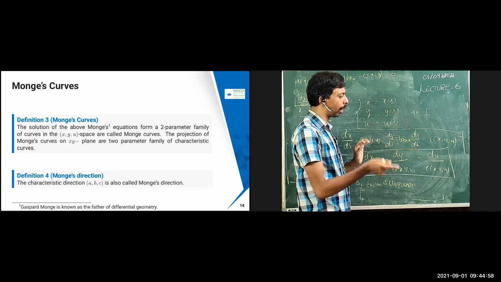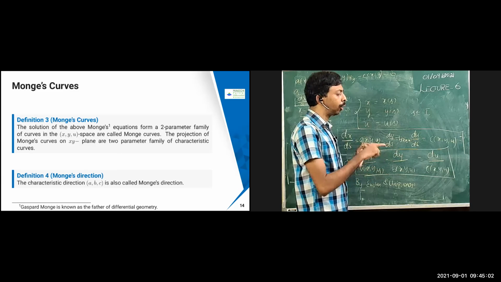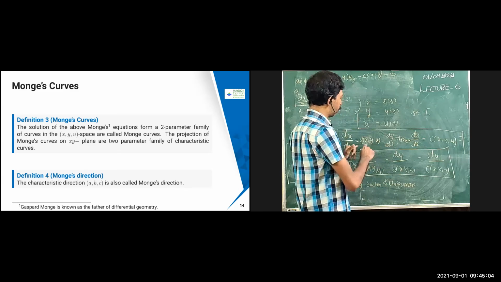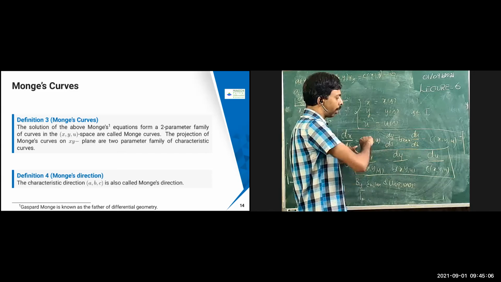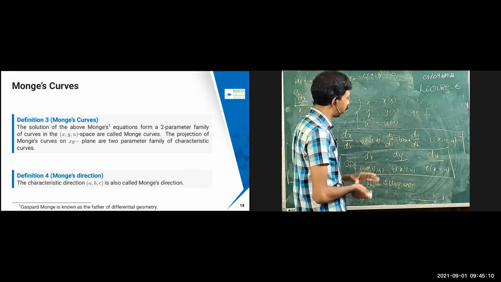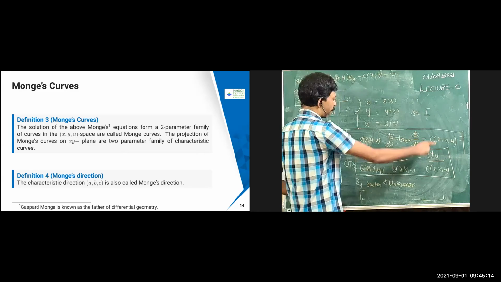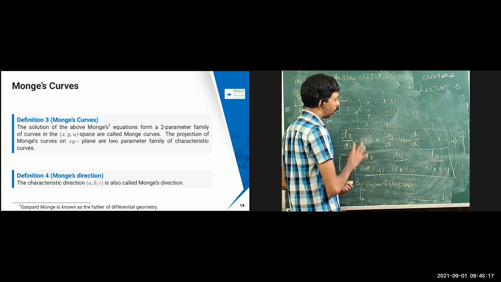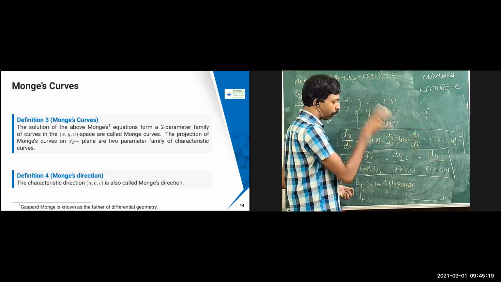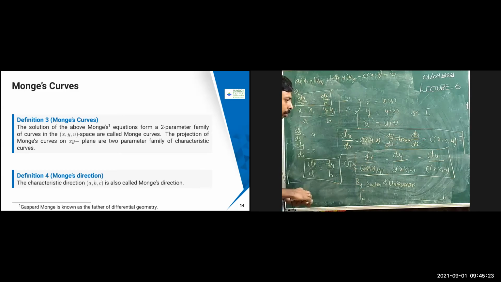Now the projection of these Monge curves gives a two-parameter family of curves. So this is xyu, which I want to project into the xy plane. Then that is called the characteristic curve. The solution you obtain for the system is not the characteristic curve; that is called Monge's curve. If you project it into the xy plane, that is called the characteristic curves.